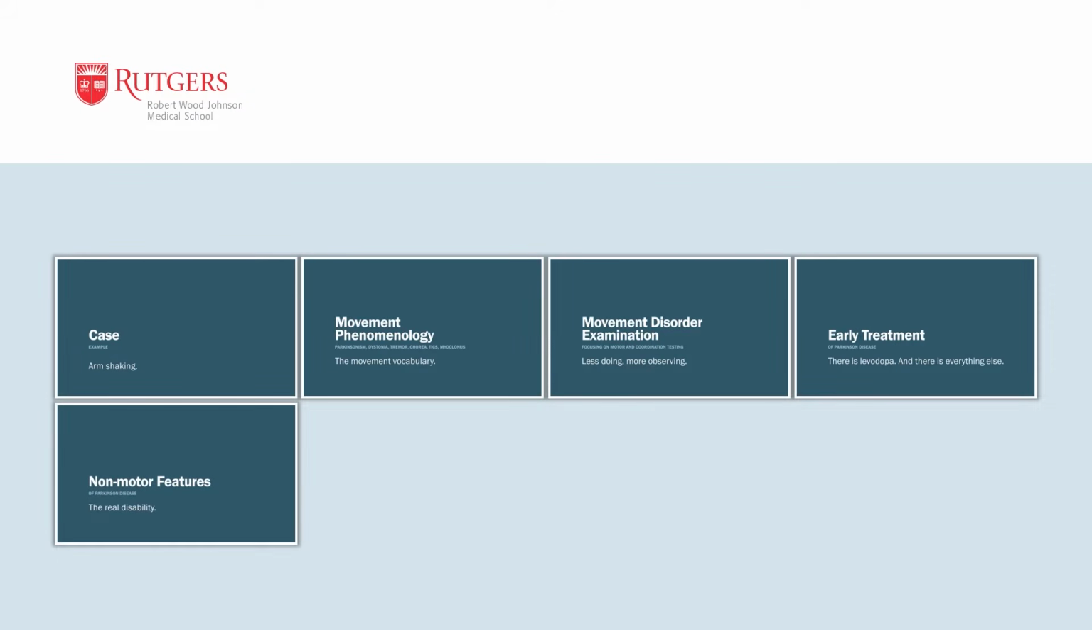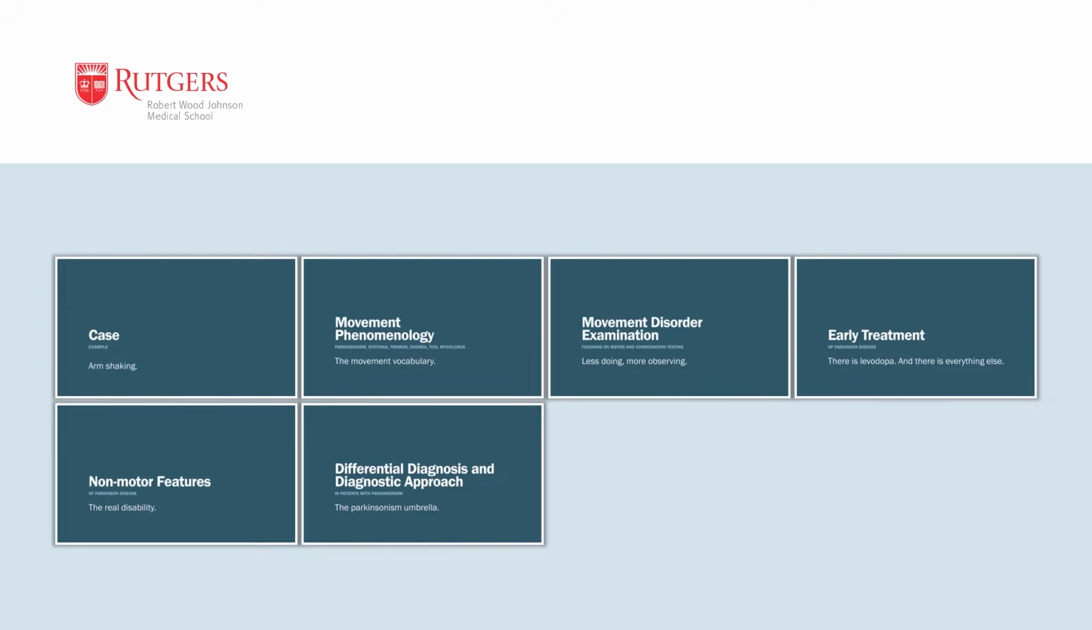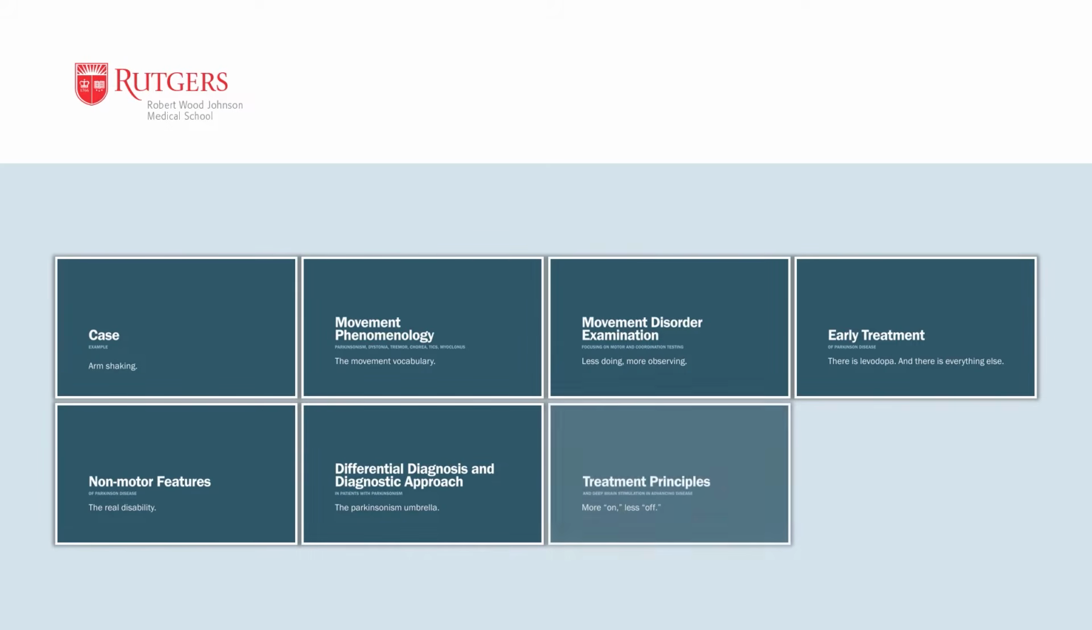Movement disorders often present with non-motor features, and we will review these features in Parkinson's disease. Once non-motor features show up, our differential broadens to include various disorders with Parkinsonism. And we will conclude by reviewing treatment principles for advancing disease.